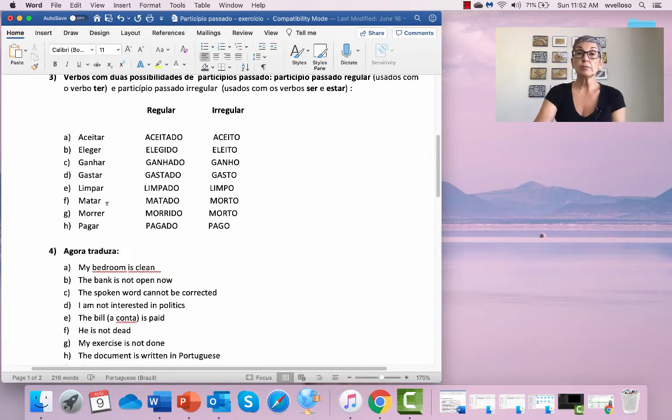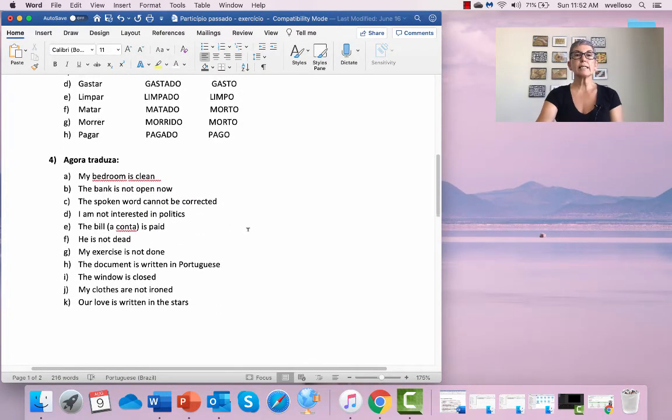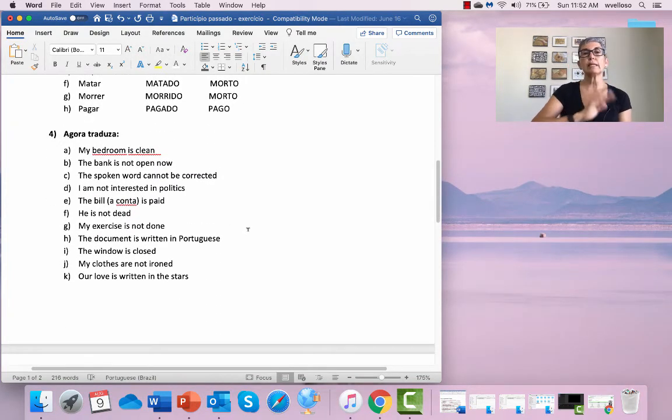Matar, to kill, matado, morto. Morrer, to die, morrido e morto. E pagar, pagado e pago. So let's see here. Let's translate these from English to Portuguese.